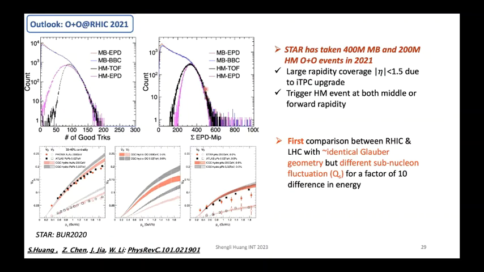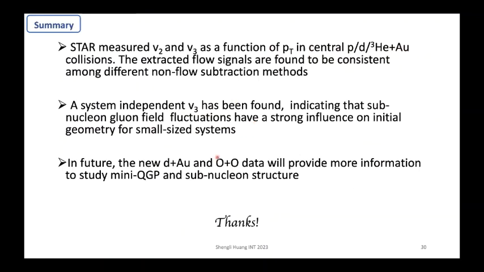So with this very good data set, we expect we can measure the flow in oxygen-oxygen. That is a symmetric system that could be very different from an asymmetric system like p-Au. That could help us further understand the system evolution in a small system, to say whether there's some nuclearization and some pre-flow, like this contribution from the initial state. Okay, I think that's all. That is a summary. I don't want to read it again. So if you have a question, you can ask.